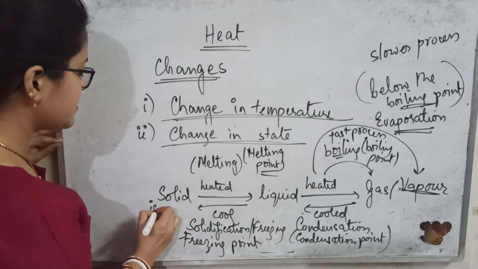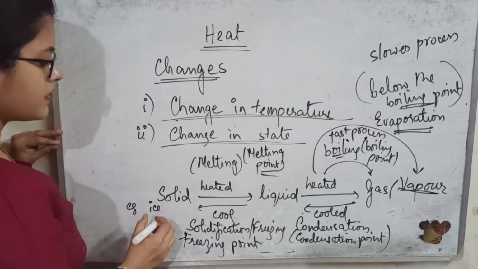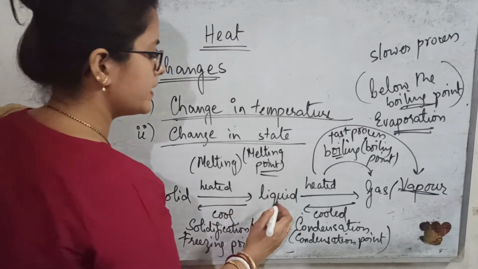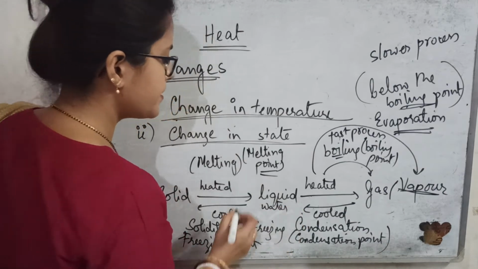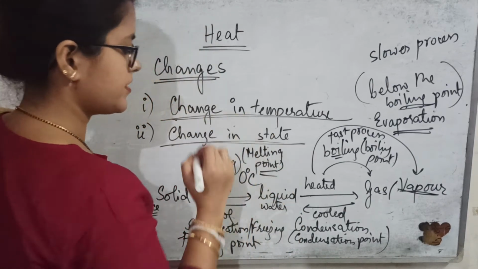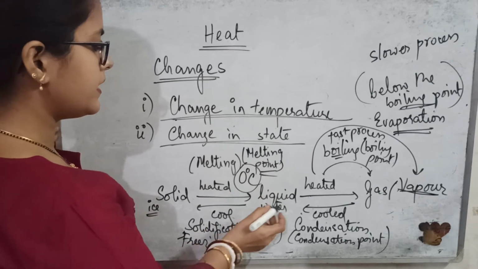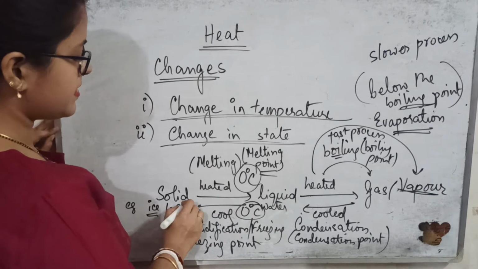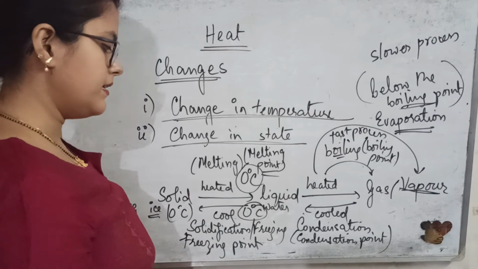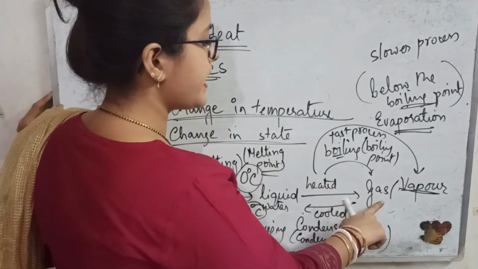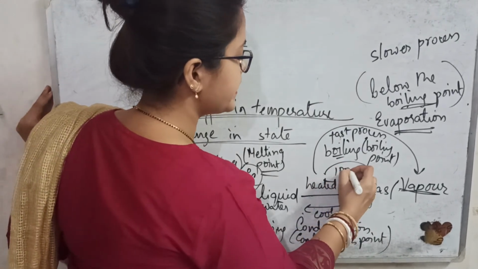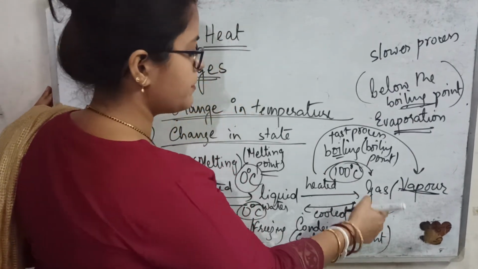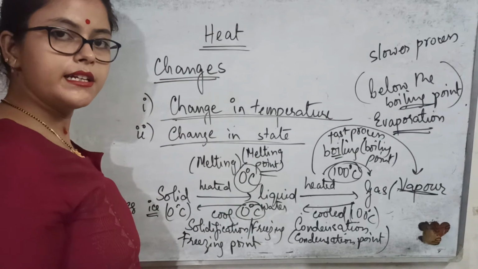For example, water. Let us take examples. Ice gets converted to liquid, that is water, at which particular temperature? 0 degrees Celsius. And at this particular temperature only, 0 degrees Celsius, water will convert into 0 degrees Celsius ice by freezing. Again, this water will convert into the gas when we boil it at 100 degrees Celsius. And at 100 degrees Celsius only, the gaseous state will convert into the liquid state water.